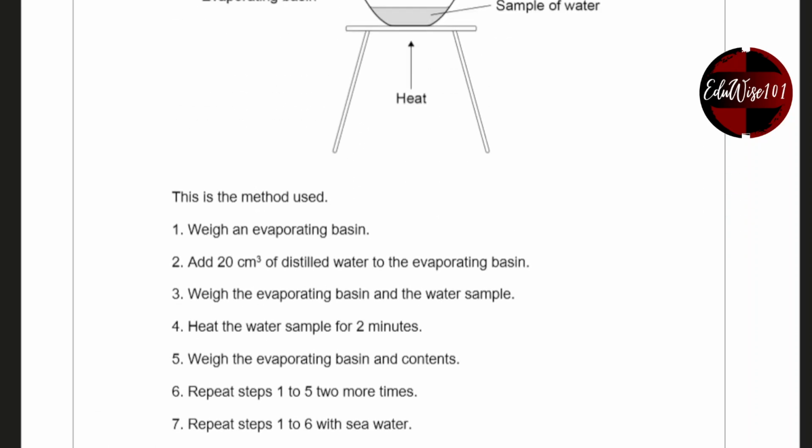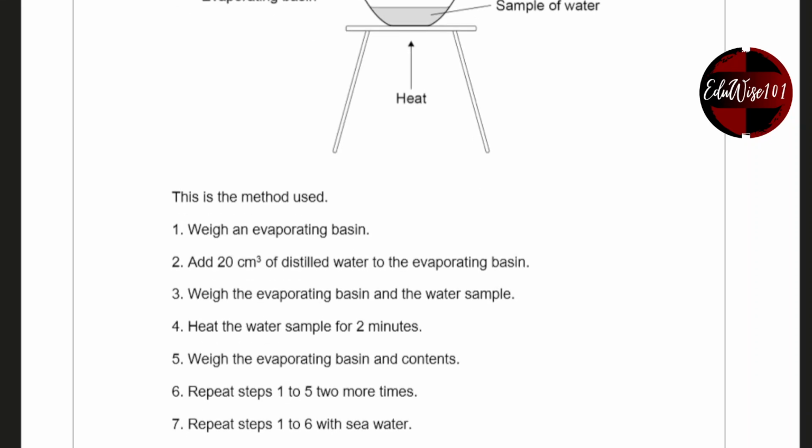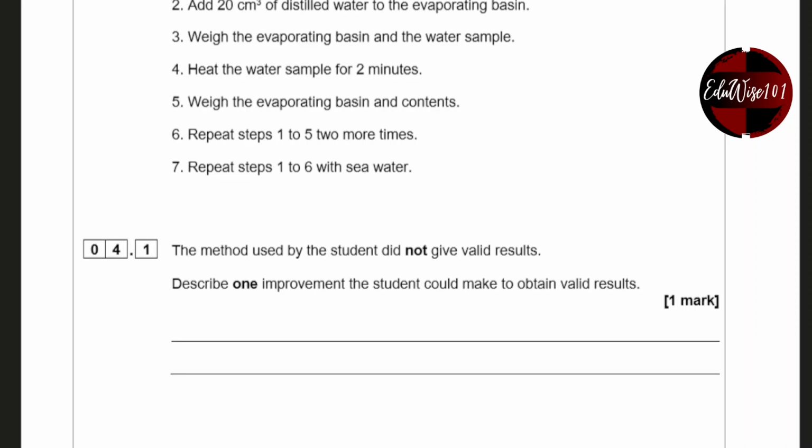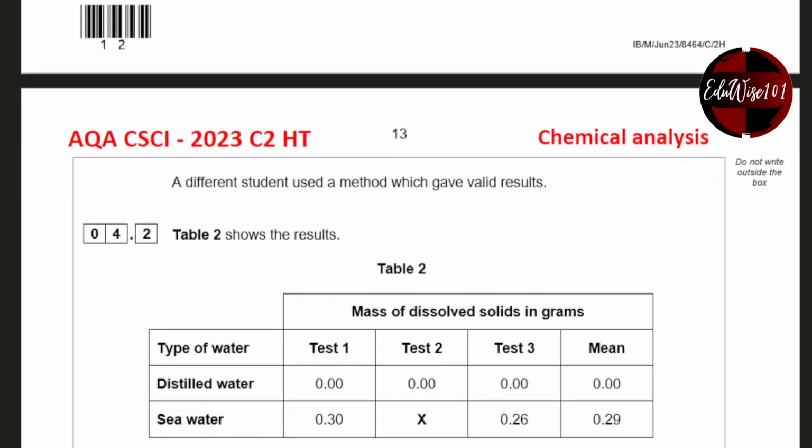Now, if you are trying to find out if there's any dissolved solids in distilled water or in seawater, you can't time it for 2 minutes. It's better to actually heat it till all the water is evaporated. Even then, if there's still something left, let's say some solid is left, it might be wet, so you need to heat it several times and keep measuring the mass till you get no change in mass. So how do you write this answer? Heat the evaporating basin and contents until a constant mass is observed. So you can't time it in this practical.